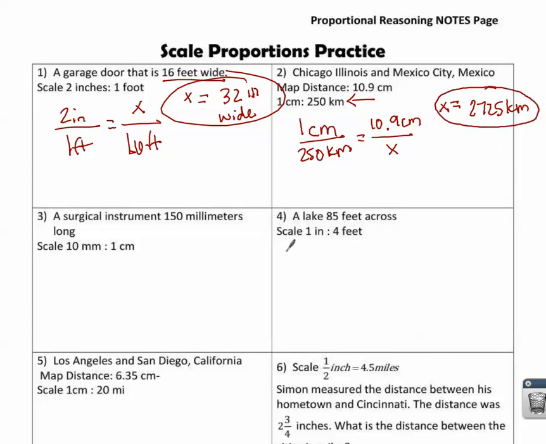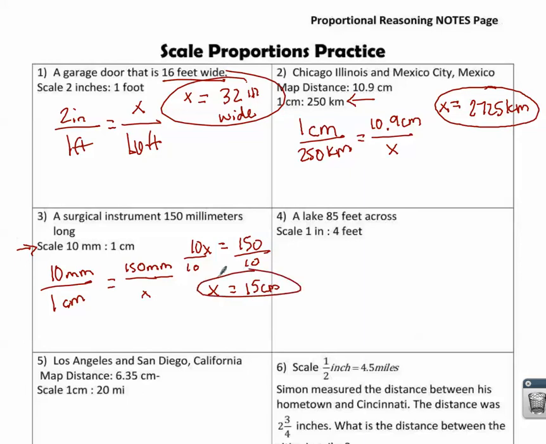Let's try 3 and 4 together. A surgical instrument is 150 millimeters long. Here it gives us our scale, so I'm going to use that to write my first proportion. I have 10 millimeters for every 1 centimeter. My surgical instrument is 150 millimeters long, so that's my numerator. How many centimeters is that? 10 times x is 10x. 1 times 150 is 150. Divide each side by 10, and you get 15 centimeters.